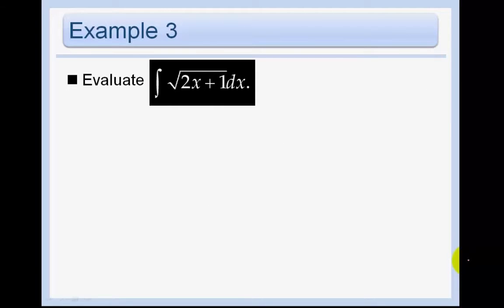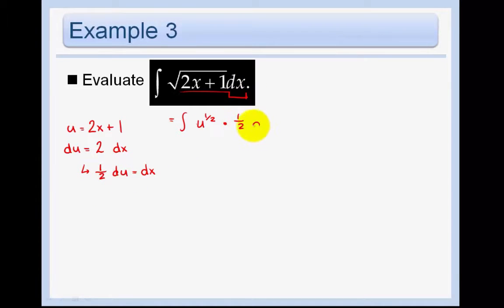What do you think the u might be? Probably what's under this root. So let's try it out. Let the u be 2x plus 1. Then our du is just 2 times dx. We had the antiderivative of, that's just u to the 1/2 times, oops, we just wanted a dx. So we are going to have to divide both sides by 2. And so we can substitute, instead of dx, we can substitute in a 1/2 du. Take that constant out.